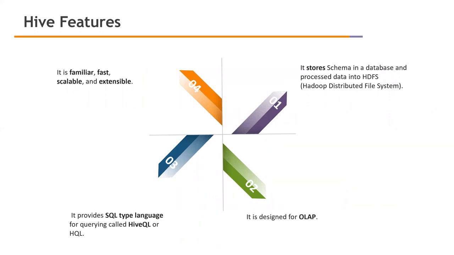Some of the other features of Hive: it stores schema in a database and processed data in HDFS. I will explain this topic in detail, what it means that it stores schema in a database. Second point, it is designed for OLAP. What is OLAP? Online Analytical Processing. So do not think that Hive is a database. That is one mistake many people make. Many people believe that, okay, Hive also understands SQL, so Hive is also an RDBMS. No, Hive is not a database.